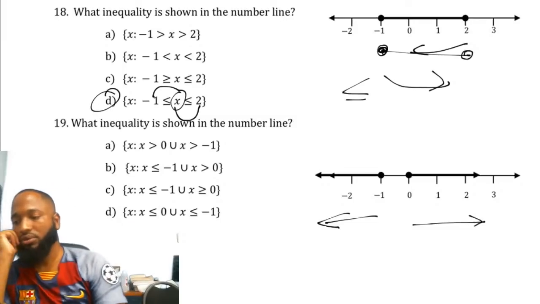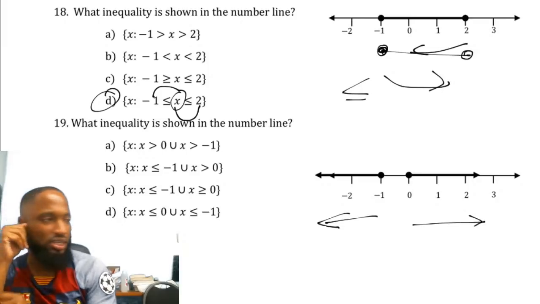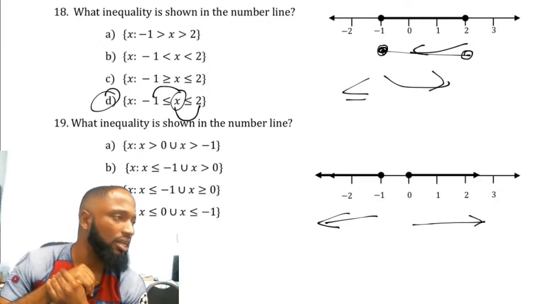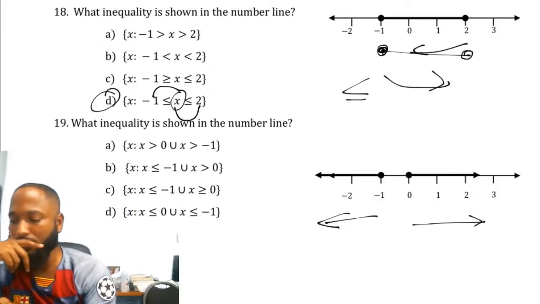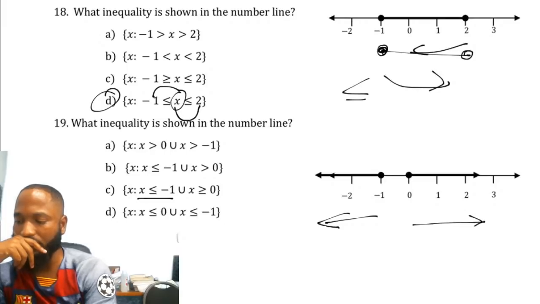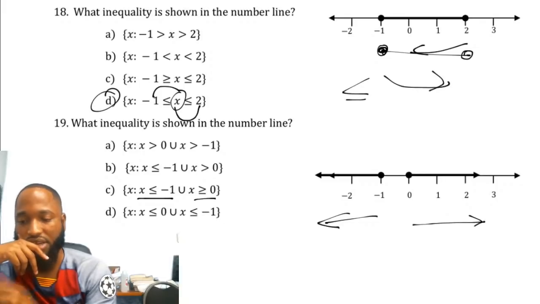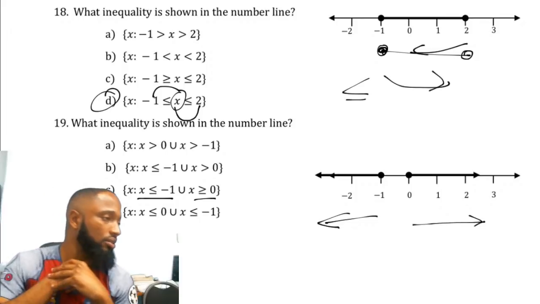So which one are they saying for 19? C. It's stuck again. Why are people putting that loading symbol? 19, C. X is less than or equal to -1, and x is more than or equal to 0. Yes. Well done. So that's the answer there.